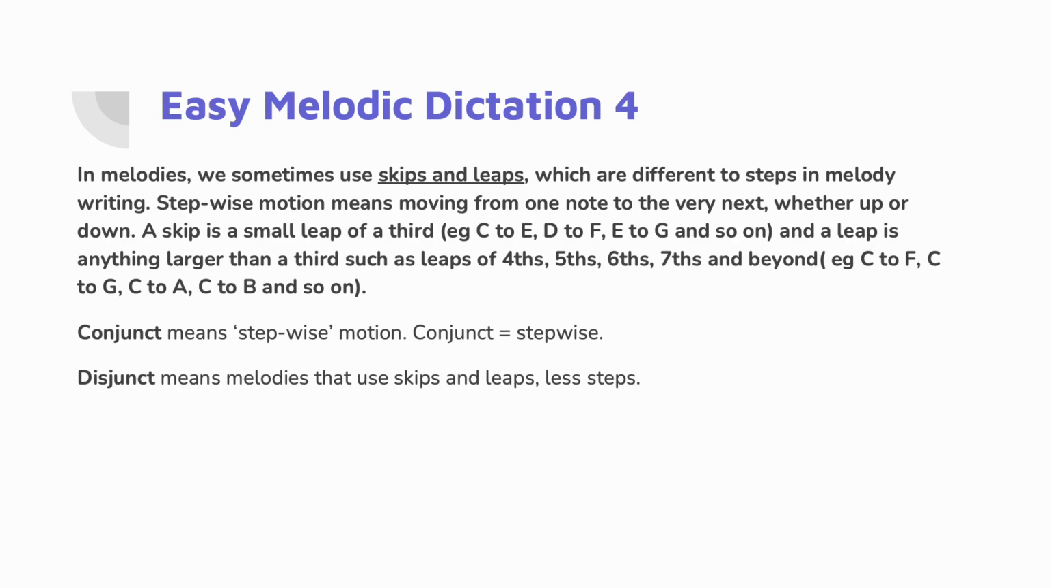In melodies, we sometimes use skips and leaps, which are different to steps in melody writing. Stepwise motion means moving from one note to the very next, whether up or down, but a skip is a small leap of a third, for example, C to E, D to F, E to G, and so on. And a leap is anything larger than a third, such as leaps of fourths, fifths, sixths, sevenths, and beyond. For example, C to F, C to G, C to A, C to B, and so on.